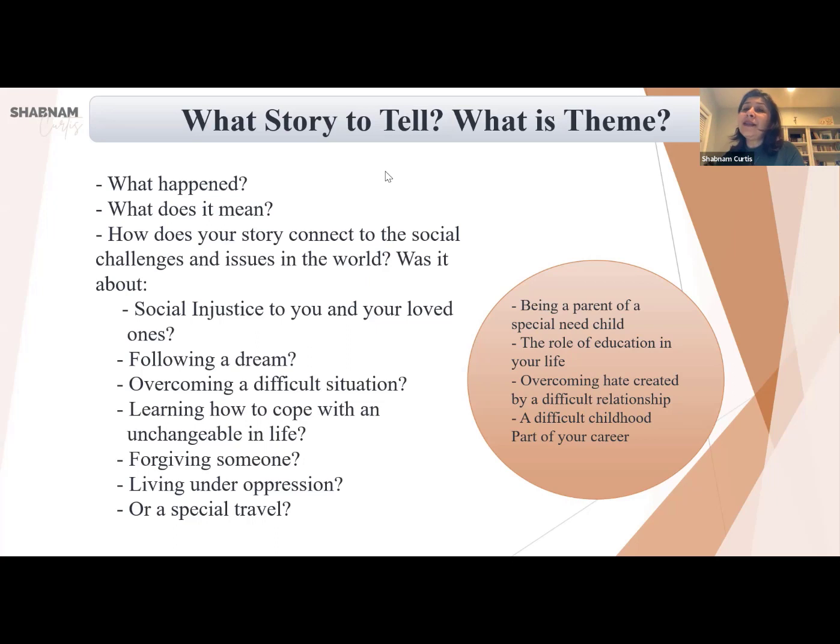And then through that, it could be a Rosa Parks type of memoir, about social justice, or it was me following a dream and I want to write about it. I had this dream. I started following this dream. Did I get to it? When I got to it, what happened? Or did I not get to it, and what happened? Or in general, overcoming a difficult situation. So many difficult situations in our lives. We are all dealing with them, and it's important that we share our stories.